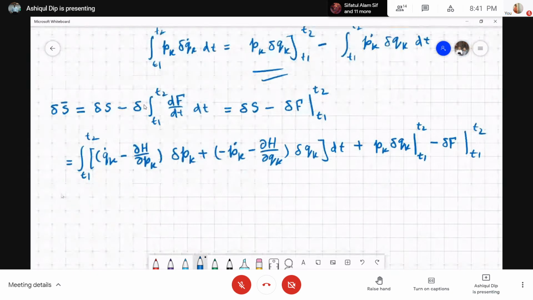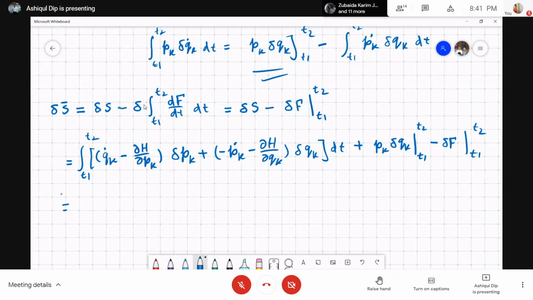As you can see, this first part produces the equation of motion, right? This part produces the equation of motion, like this, T1 up to T2. Actually, I need to repeat it. Okay, let's do it.